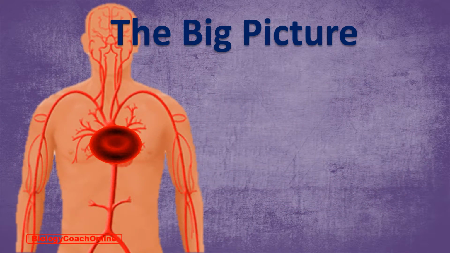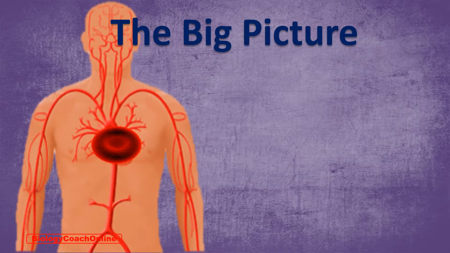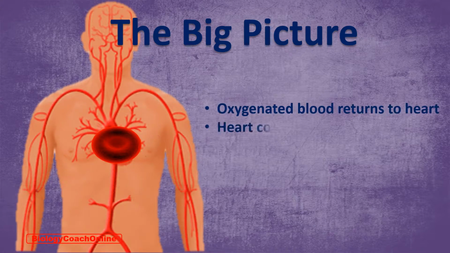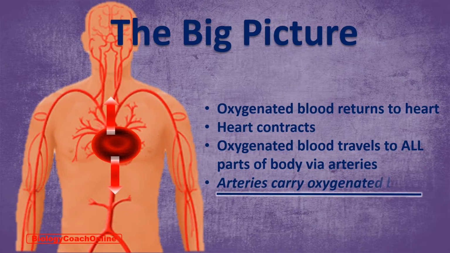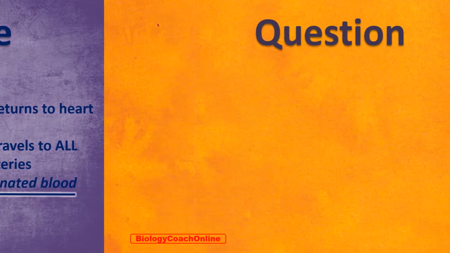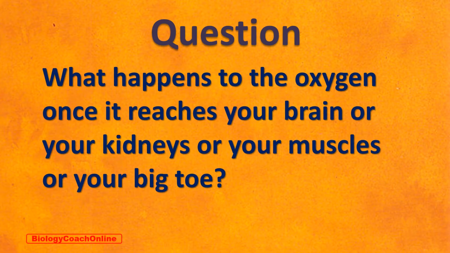Once filled with good blood, the heart contracts, sending the oxygenated blood to all parts of the body, up to your brain, down to your big toe, and every part in between, by way of your arterial circulation. So the first major point to remember here is arteries carry oxygenated blood to all parts of the body. So here's a question for you. What happens to all of that oxygen once it reaches your tissues? That is, your brain, or your kidneys, or your muscles, or your big toe even.